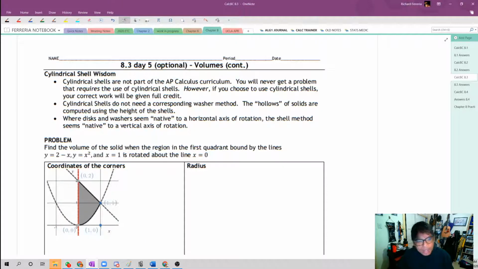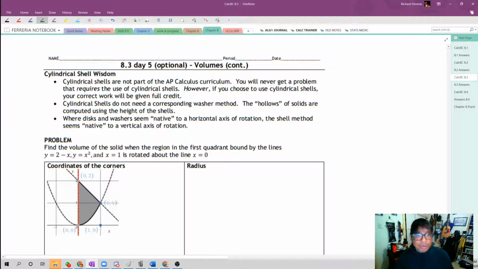So if we can get a little bit into cylindrical shell wisdom, like I said earlier, this is not technically part of the AP Calculus curriculum, or at least it's not part of the AP Calculus curriculum right now as I'm recording this. Maybe it will be back in the future again. But you're never going to get a problem that requires the use of a cylindrical shell. However, if you choose to use the cylindrical shell method, your work will be given full credit.